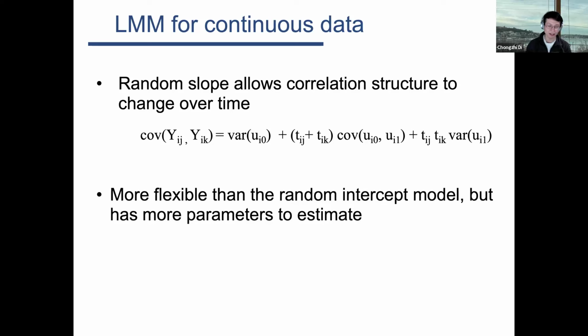But on the other hand, we also have more parameters to estimate, in the sense that you have additional parameters for the variance of the random slope and the covariance between the random intercept and random slope. So the model becomes a little bit more complicated as well.